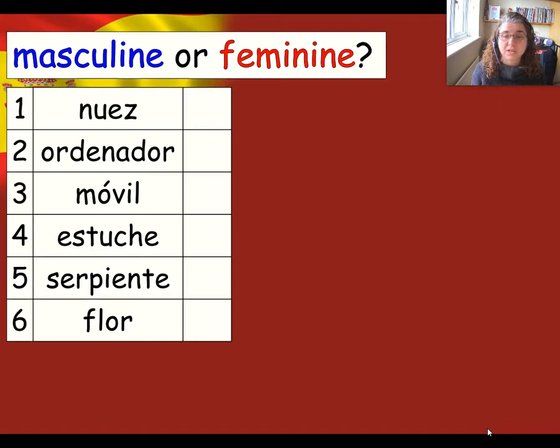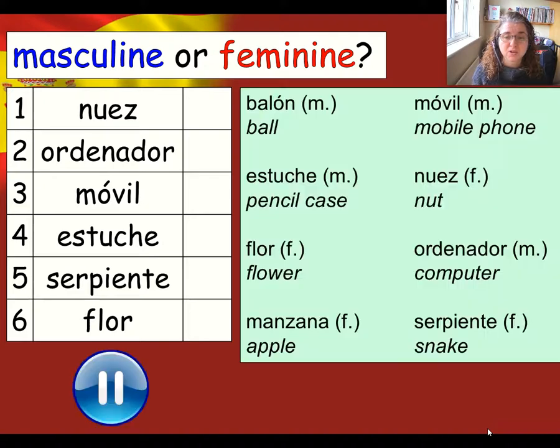So here are those 6 words. We can't tell if they're masculine or feminine, so we've got to try something else to tell us the answer. We can't look at the last letter. There's no un or una. So we're going to use instead a bilingual glossary to help us to decide whether these words are masculine words or feminine words. So a bilingual glossary lists the words for you in 2 languages.